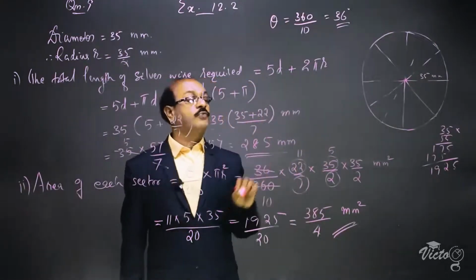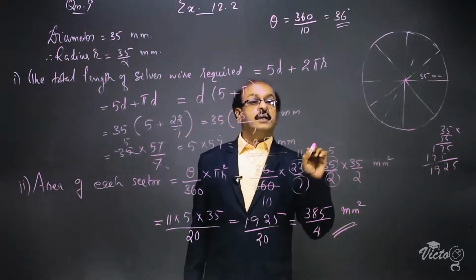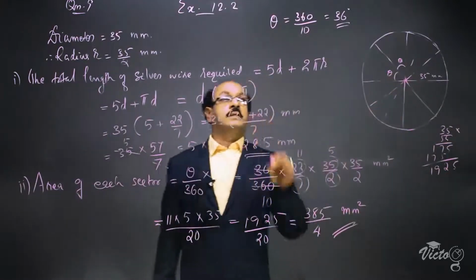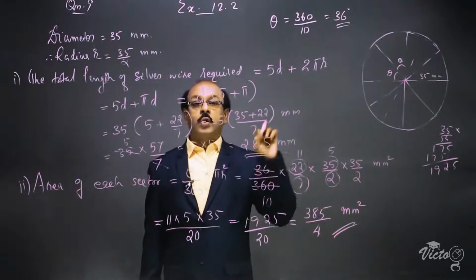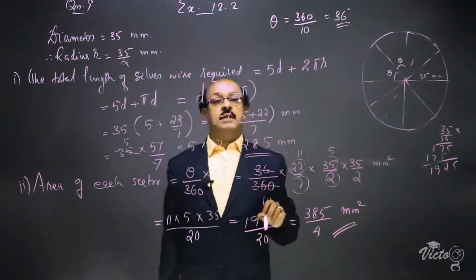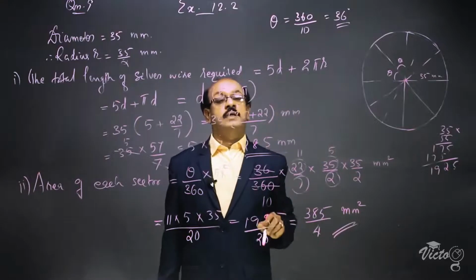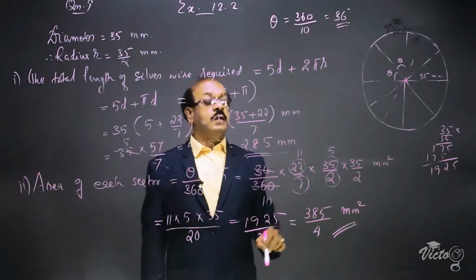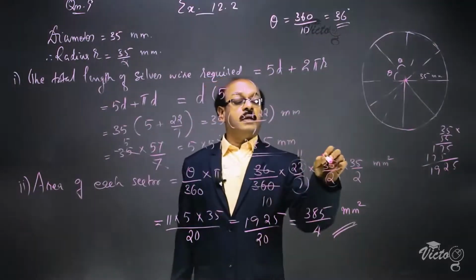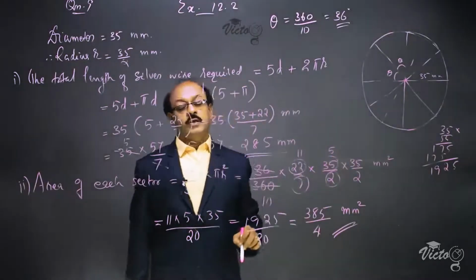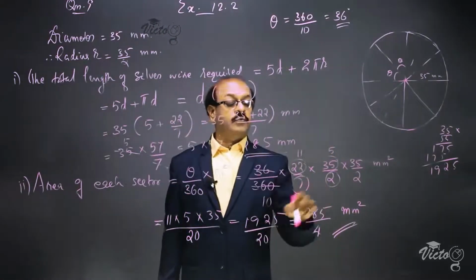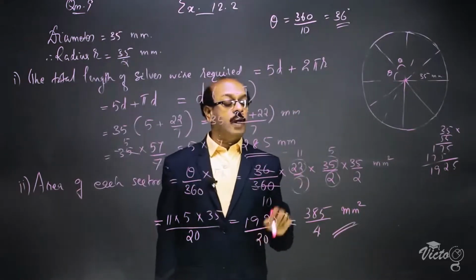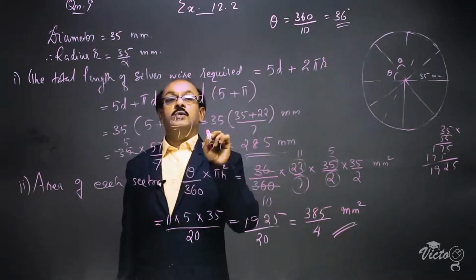When there are 5 diameters, there are 10 sectors. Each sector is of the form theta by 360 into pi r square. The value of theta we can find by dividing the total angle around a point, 360 degree, by 10, and we are getting 36 degree. Giving the values, 36 by 360, pi is 22 by 7, radius r is equal to 35 by 2 into 35 by 2. Simplifying, we are getting 385 by 4 millimeter square. That is the area of each sector is 385 by 4 millimeter square.